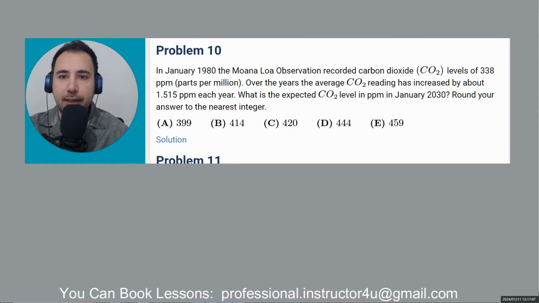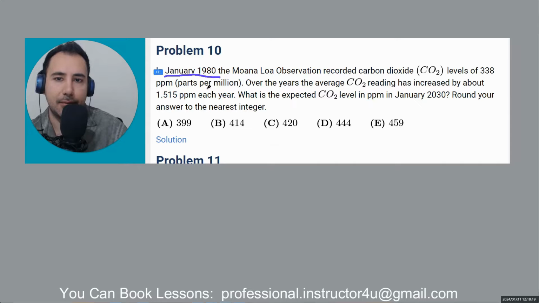Now let's read it. In January 1980, blah, blah, blah, not important, recorded carbon dioxide levels 338. Again, those are not important. Over the years, the average carbon dioxide reading has increased by about this amount. What is the expected carbon dioxide level in January 2030? Round your answer to the nearest integer. So we have to see it like this. Things started at this year, right?